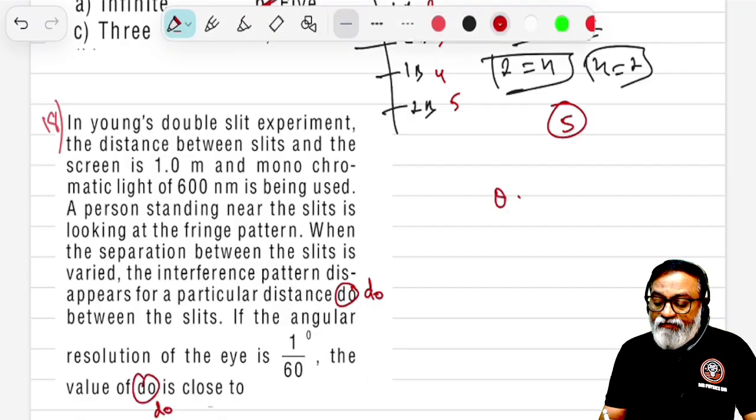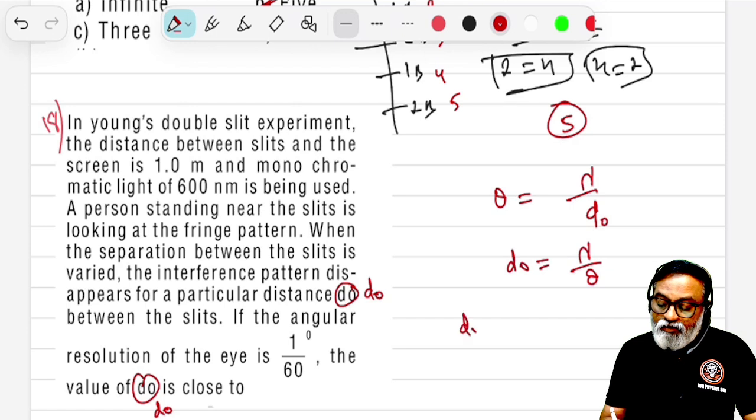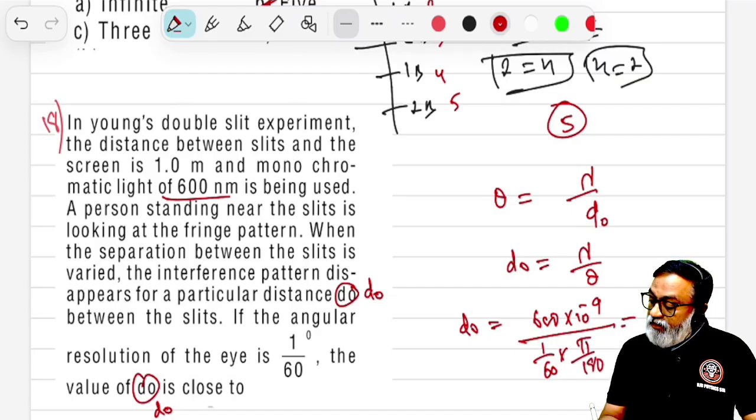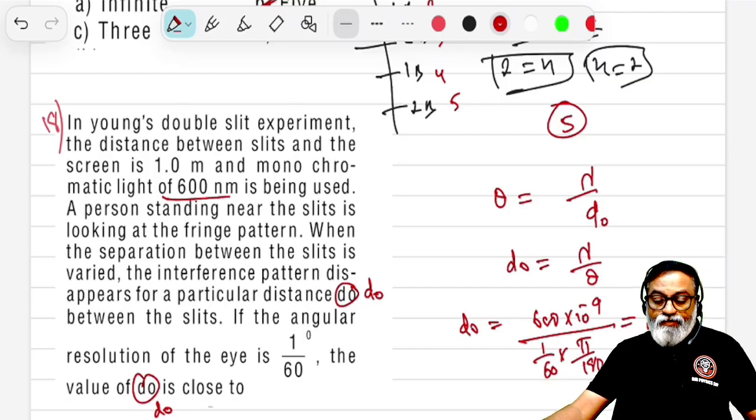Therefore, angular width theta is equal to lambda by D. Here I am taking D naught. Therefore, D naught is equal to lambda by theta. So, D naught is equal to, what is lambda given? 600 nanometer, 10 to the power of minus 9. Theta is given as 1 by 60 degrees, but we have to convert into radians, pi by 180. This becomes 2 millimeters.